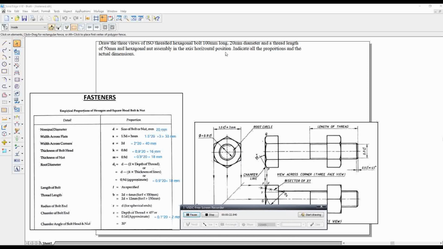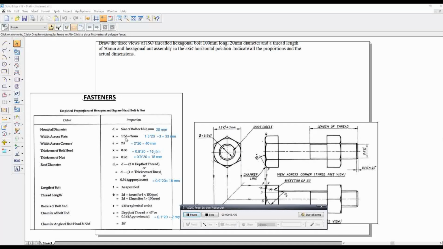Here it is given in the problem, and the length of the bolt is given. The total assembly is given. Nominal dia, so this is the original dia. Nominal dia is 20 mm. Next, width across flats. This is the width across flats. Here you can see two flats. So width across flats is given.